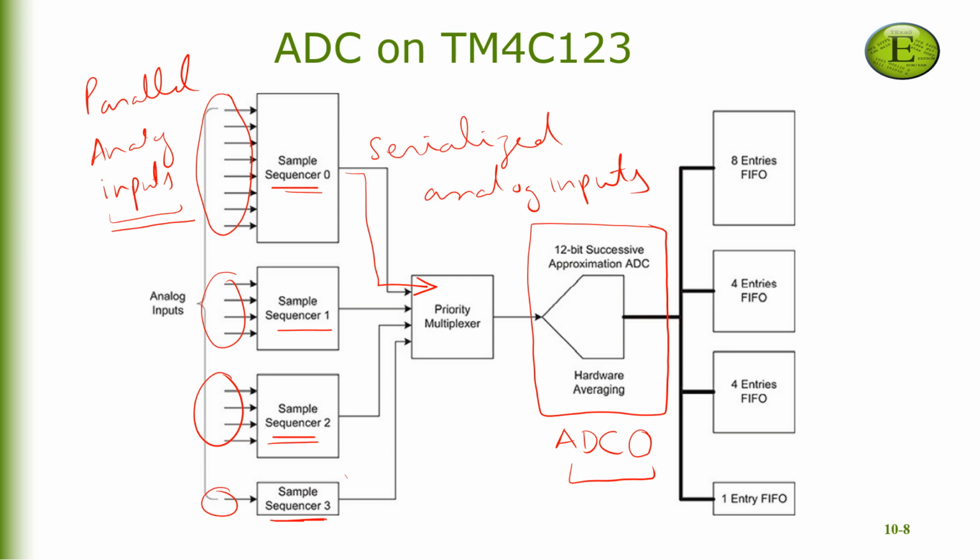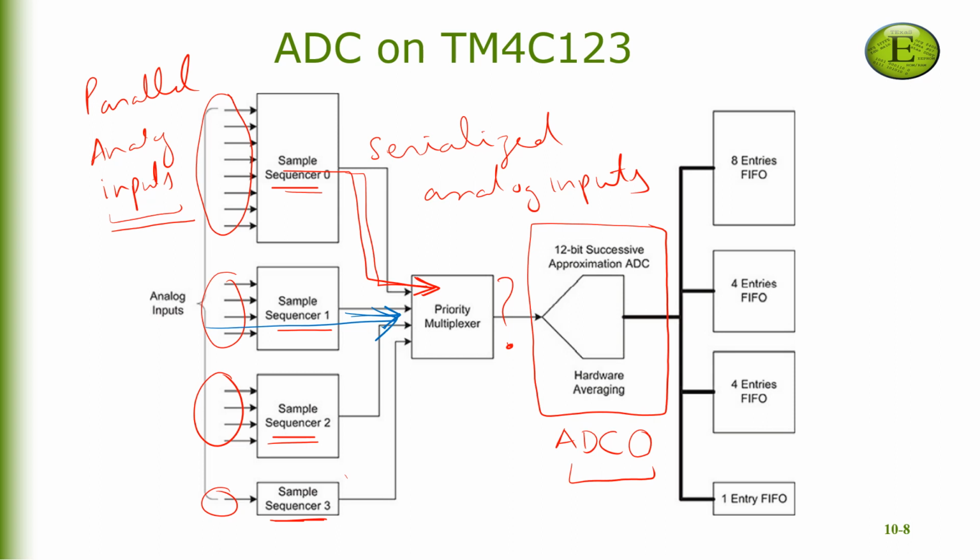So it is possible that we require multiple sample sequencers, and there might be a conflicting situation where two or more sample sequencers want to forward their inputs. Let's say sample sequencer number 0 wants to forward its analog input, and also sample sequencer 1. So who's going to go forward then? The question is whose output should be forwarded to the ADC.